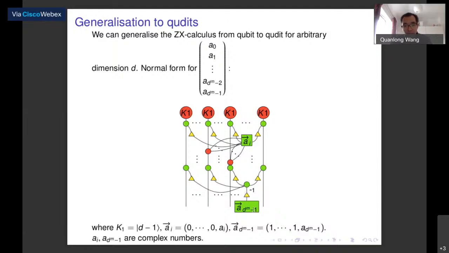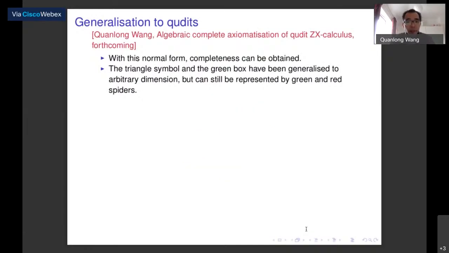But here there is a special vector like this. Generally, that means we can also generalize this normal form to higher dimension D. Then you get the QD normal form, and then you can do the completeness. I would also want to mention that the triangle symbol is also a generalization of the original triangle symbol, and the green box can also be represented by green and red spiders.